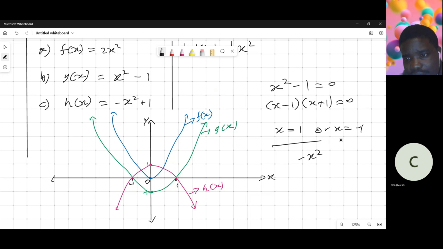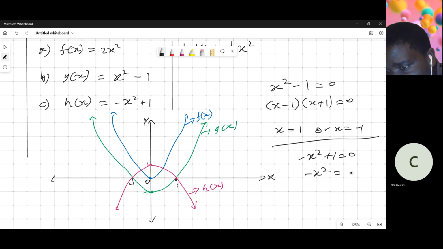Negative x squared plus 1 equals to 0. Then let's transpose. Negative x squared is equals to negative 1. Or we can just do it the way we did that other one. The coefficient of x squared is negative 1. Let's remove that negative by dividing each term by negative. We divide each term by negative, we got x squared minus 1 equals to 0. That is 0 divided by negative 1.